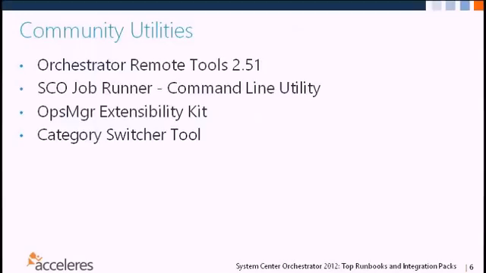The Orchestrator Remote Tools provides about 3 different components that are kind of interesting. There's a UI generator that lets administrators browse through all the runbooks. There's a remote runbook launcher, and there's a remote runbook launcher CLI, the command line version of it. So that's the remote tools. The SEO Job Runner is essentially a subset of the remote tools. It's just a command line utility for launching jobs.